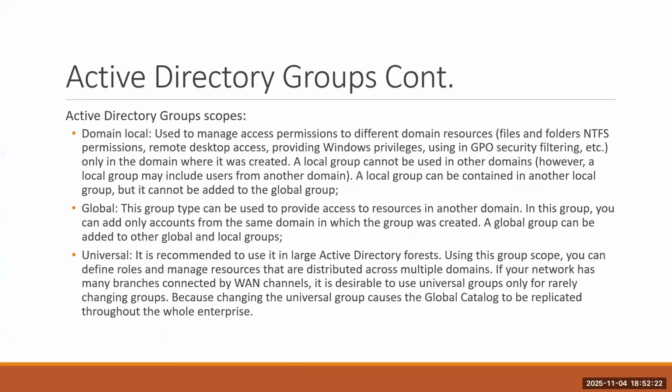All right. So domains we talked about, right? Used to manage access permits to different Windows resources. I already mentioned this. Global is a type of group that can be used to provide access to resources in another domain. In this group, you can add only accounts from the same domain in which the group was created. A global group can be added to other global and local groups, so they can kind of intersect a little bit.